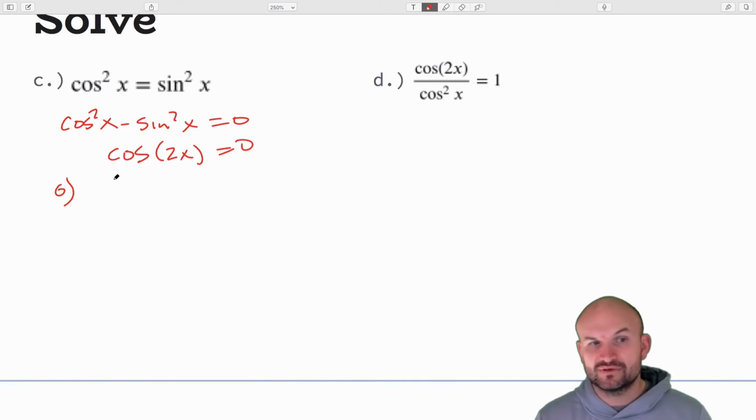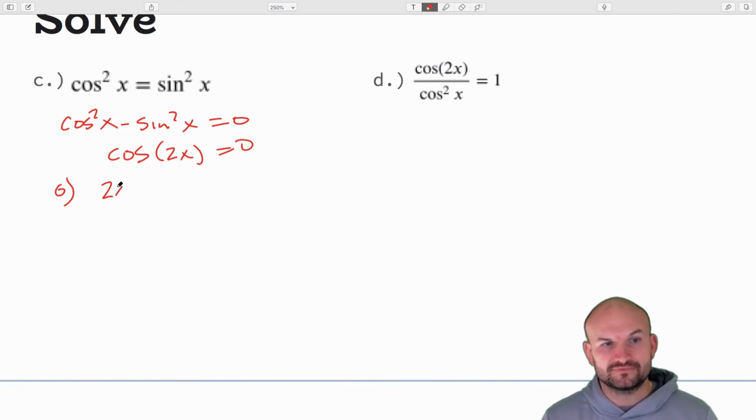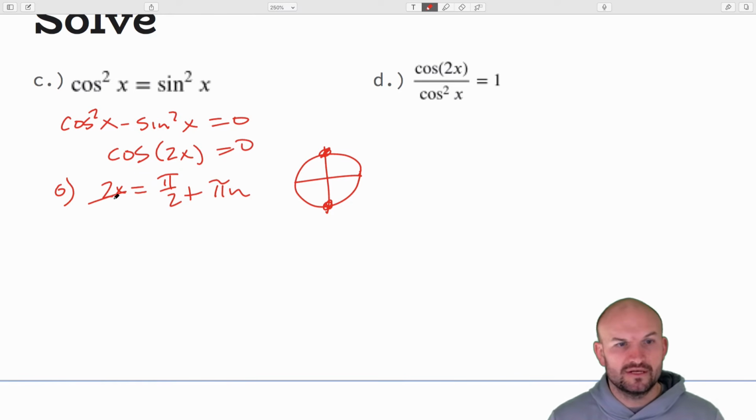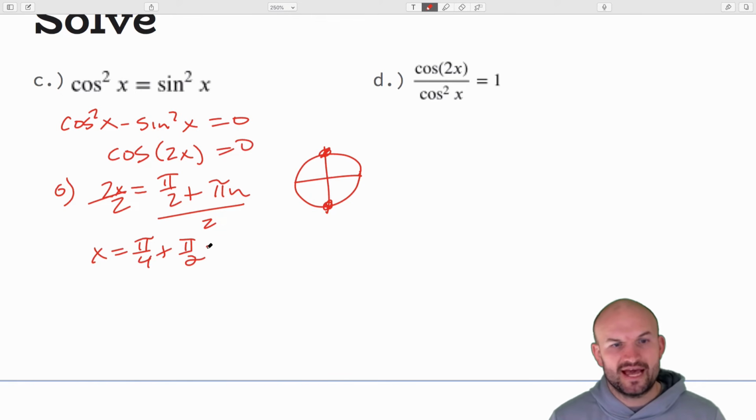Well, cosine equal to 0, that's going to be at 2x equal to pi halves plus pi n. Because again, if you go back to the unit circle, it's going to be 0 here, pi halves and pi n. That's when cosine is equal to 0. So I'll just divide by 2, and I get x equals pi over 4 plus pi halves n.